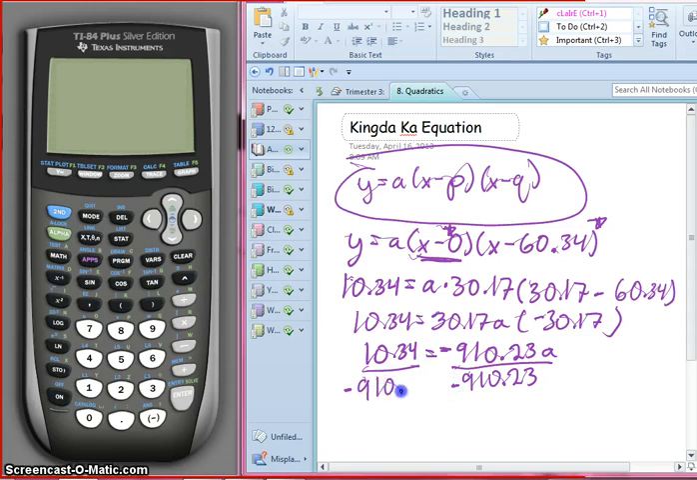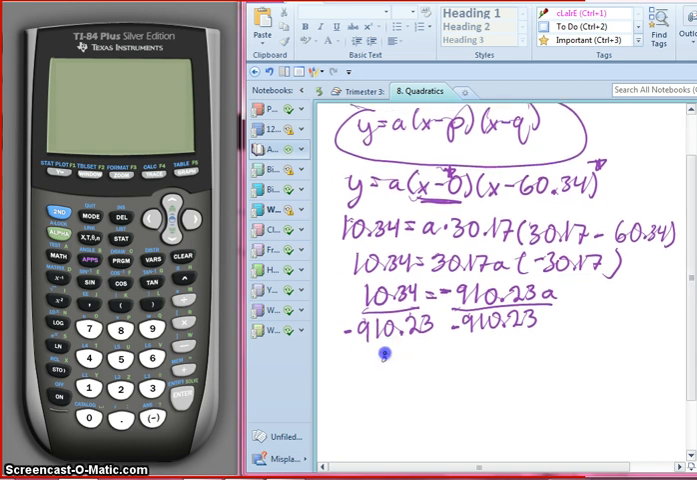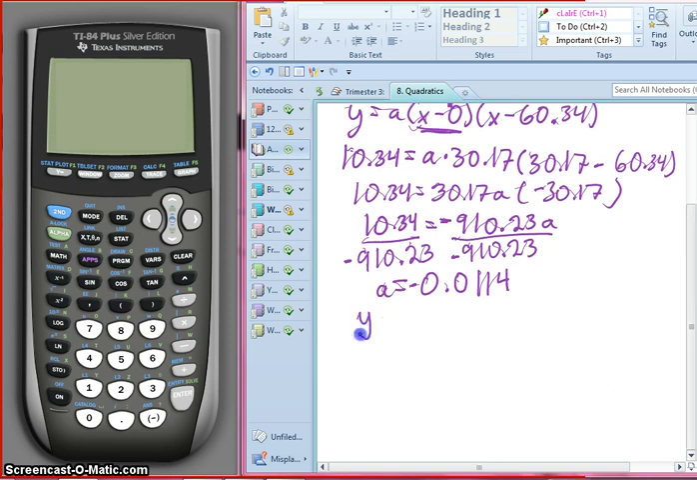The equation we used was y equals a, parentheses. And it's a weird number, but you will get a equals negative 0.0114. And so your final equation then would be y equals negative 0.0114 times x minus 0 times x minus 60.34.